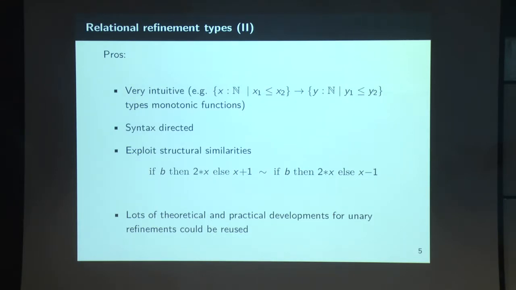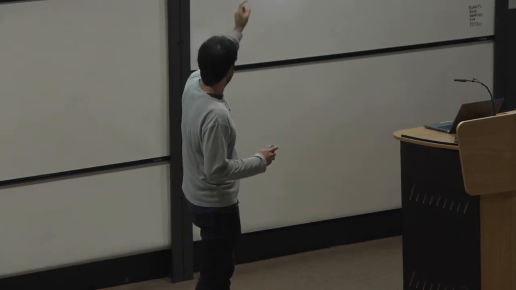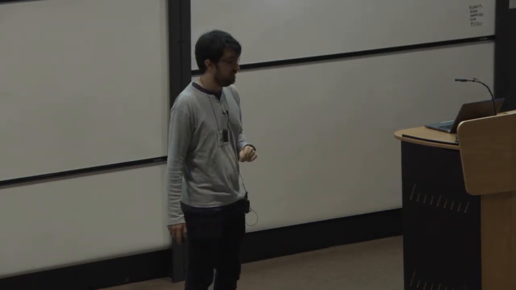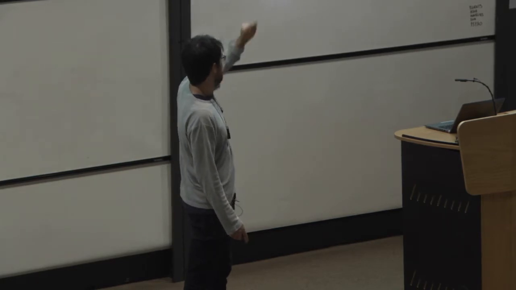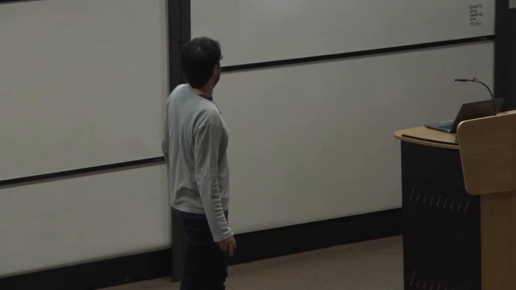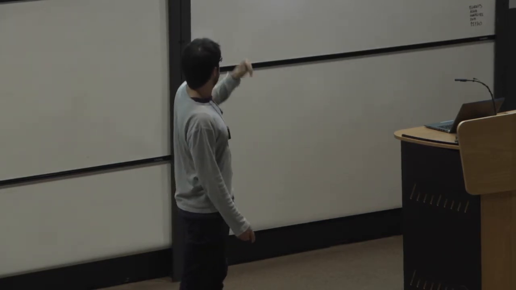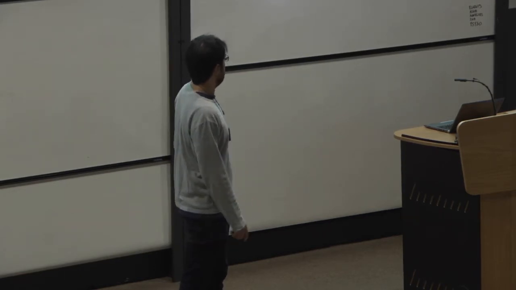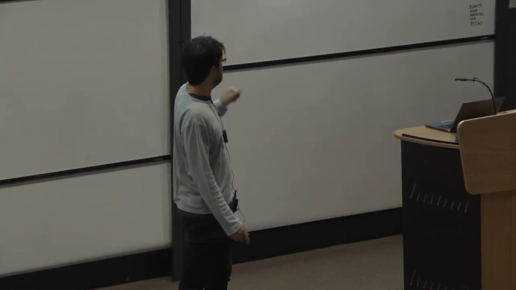And they are very good at exploiting structural similarities. If we have, for instance, two programs you are relating, and on the left-hand side we have if b then twice x else x plus 1, and on the right-hand side we have if b then twice x else x minus 1, then ideally we would like to only consider the differences, because the rest of the program is the same. So we only have to consider the else branch and see how this affects the meaning of the program. And of course, since there are a lot of theoretical and practical developments for refinement types, potentially this could be reused.